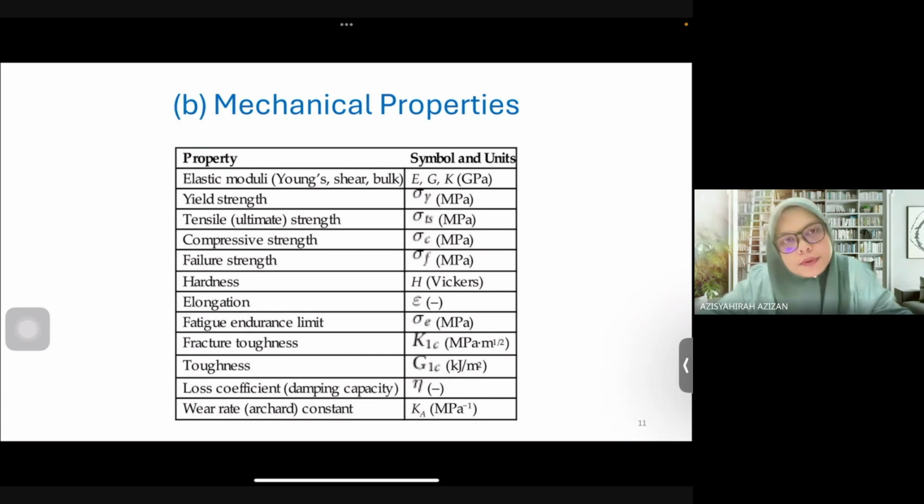Another example is hardness. Hardness tells us how resistant the material is to being scratched or dented, right? All these properties are super important for us to design things like a bridge or airplanes, or even a simple chair, because it helps engineers choose the right materials that will not break or bend under any given pressure, right?